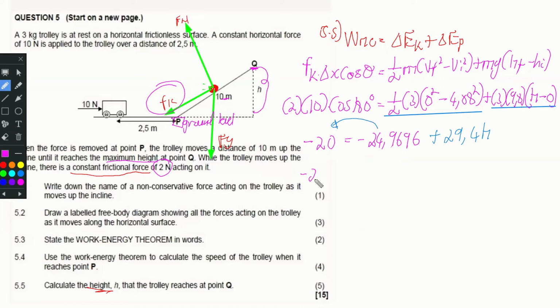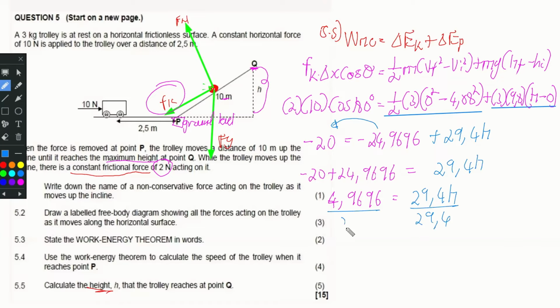So I'm going to have negative 20 plus 24.9696 is equals to the 29.4h. And then doing this one here, negative 20 plus 24.9696, this is going to give me what? Positive 4.9696, which is equals to what? 29.4h. Then I can divide both sides by 29.4 and then 29.4, so that I only remain with this h.